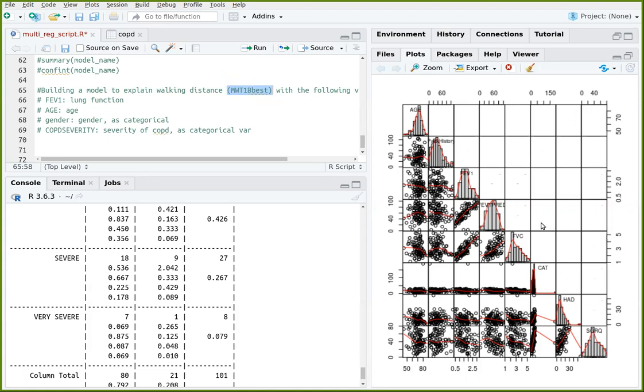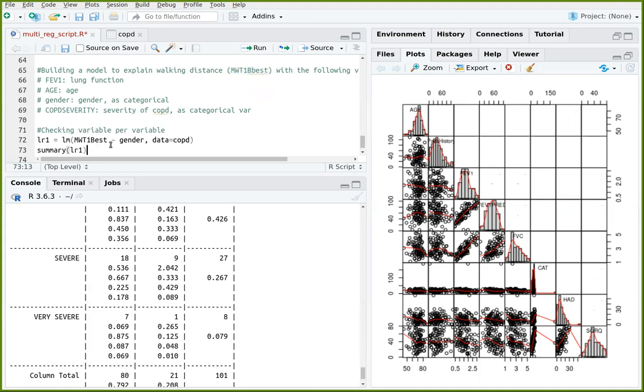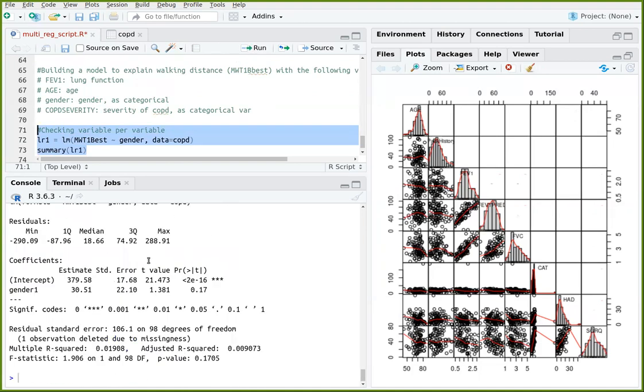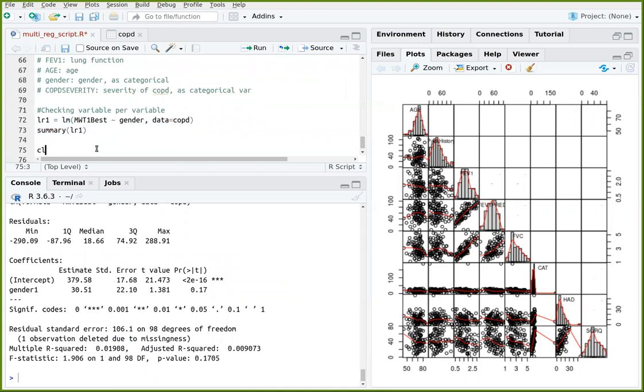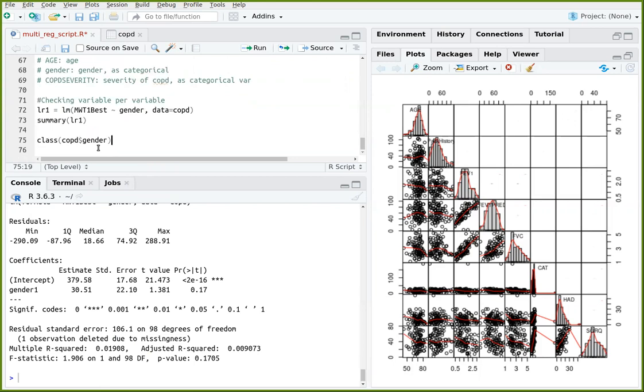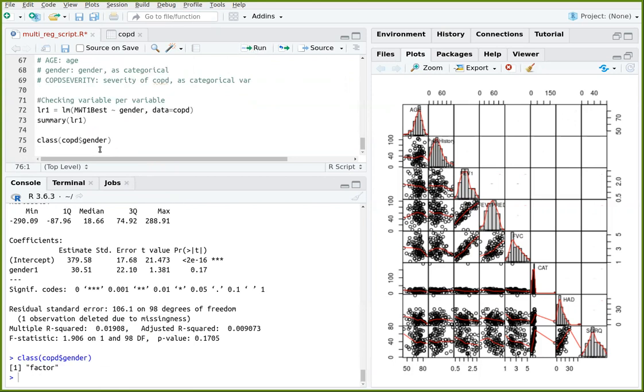So let's check that. One of the things we can do is begin little by little, so just build a one-factor model, or one predictor model. This is gender. We're going to see how gender predicts or helps determine walking distance. And gender is a factor variable. So let's just run this and see what happens. We run it. Gender was classified before as an integer, but then we changed it to factor, right? Yes, factor. So it's already shown as factor here.